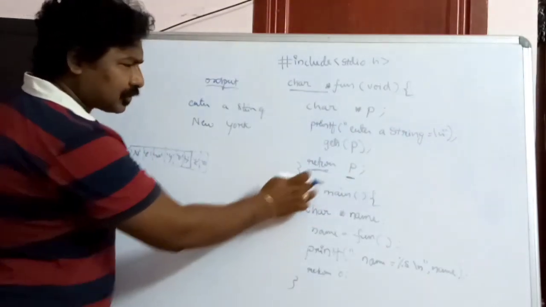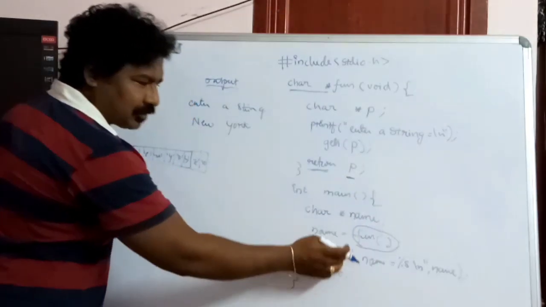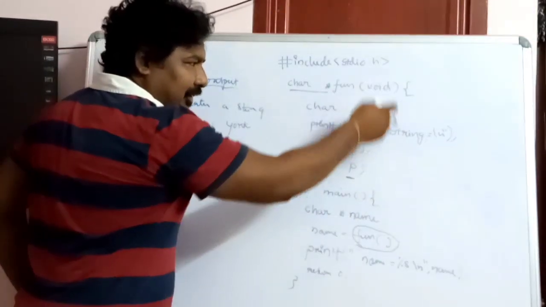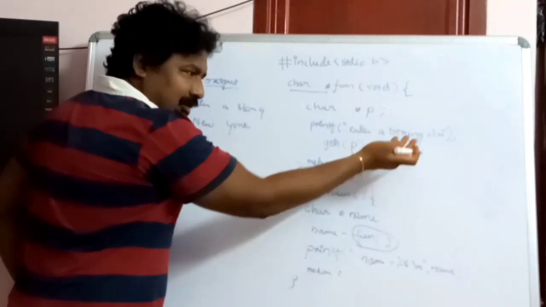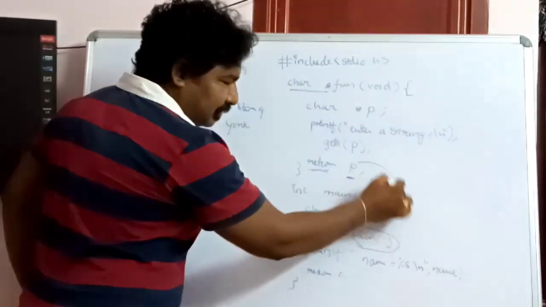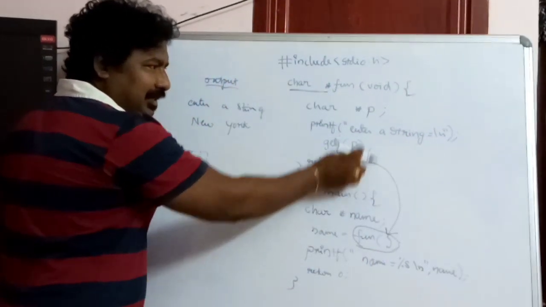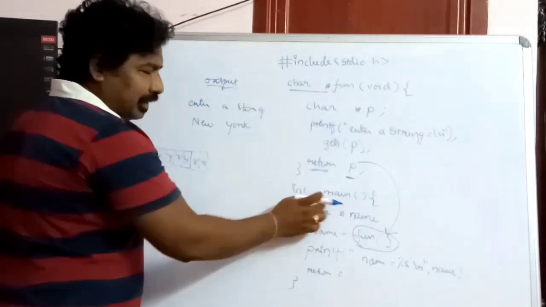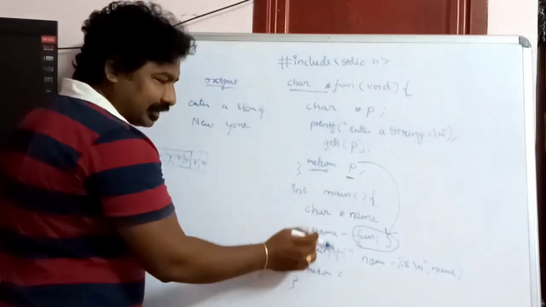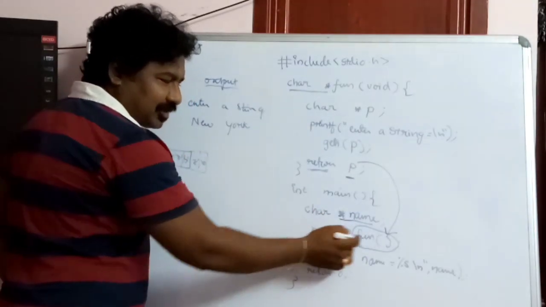Okay, so this particular p value will replace this function call, because when you are calling the function fun, it reads the string and you are just returning p, so this p will be sent here. Okay, since p is a character type pointer, your main function should have a character pointer. Okay, so I have declared a character pointer called name, so your name is receiving p.